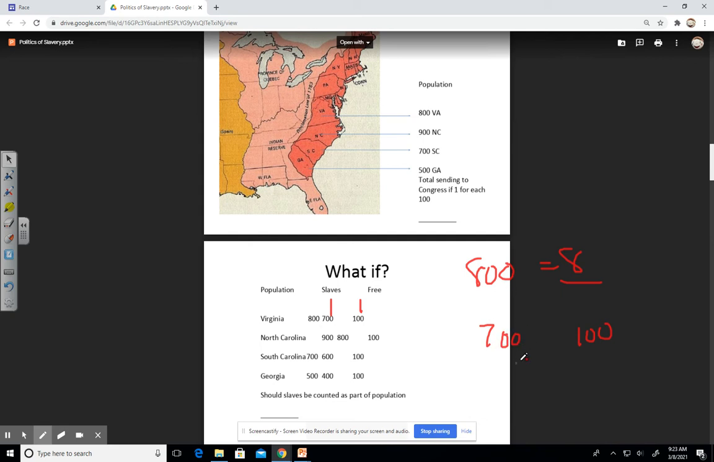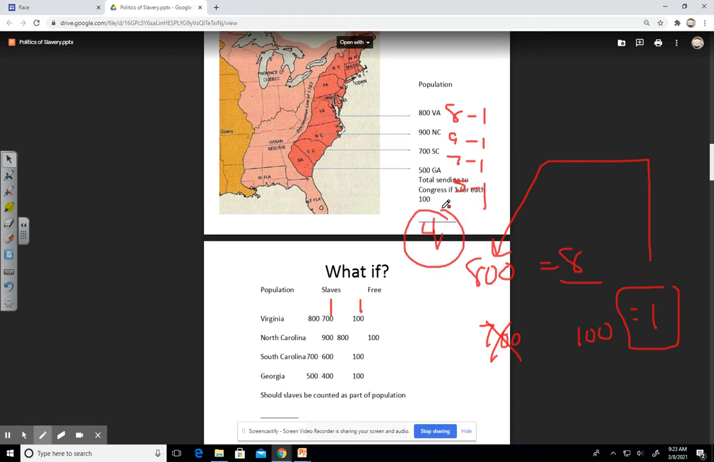If we don't count their slave population, then they are only sending 1 rep. You're going to argue, well, why should they not be able to count their slave population? Well, they consider their slaves to be property. So if we take these numbers here, the free population is 100 for all of these states. That would mean instead of getting 8, they would get 1. Instead of getting 9, they would get 1. Instead of getting 7, they would get 1. Instead of getting 5, they would get 1. The South would have a total of 4 votes.